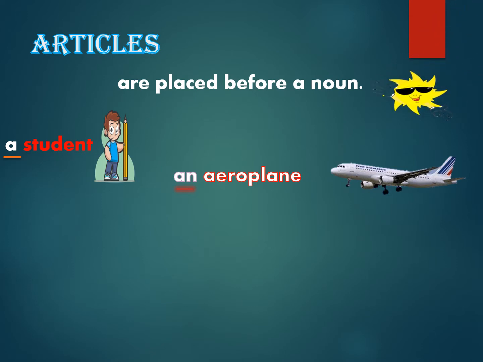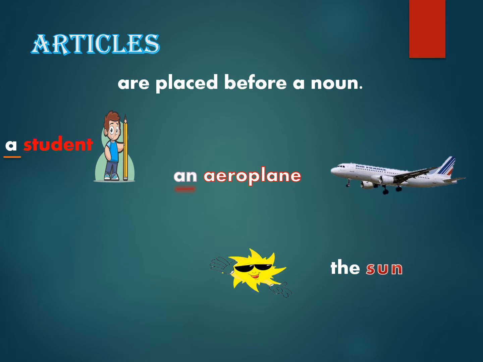Let's see another example. The sun. Sun is a noun. So, article the is placed before it. Students, so we always place articles before a noun.